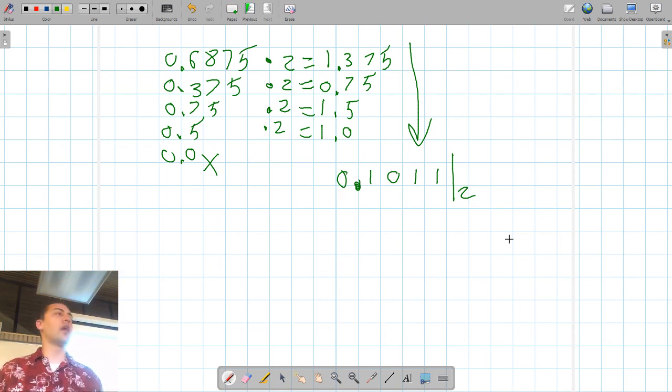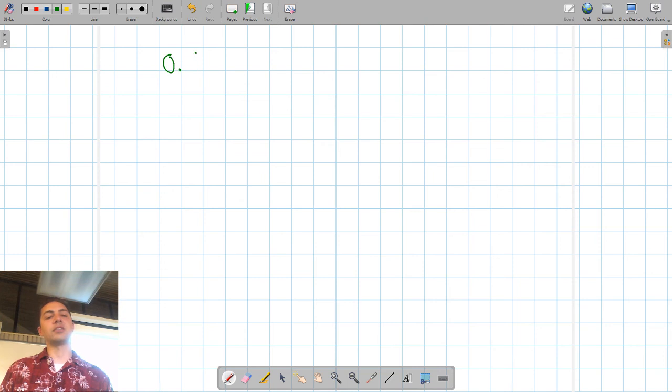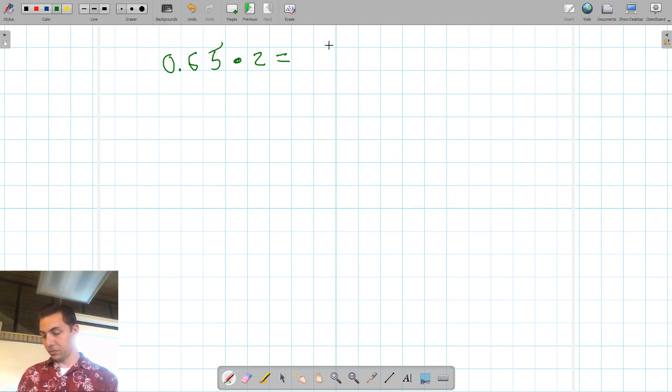There is one thing that can go wrong here. Okay? One thing that can go wrong. I'm going to need a whole other page. Can I go to the next page on this? Okay. Let's take a nice simple number. Nice clean round number. 0.65. I want to know what that is in binary. I think at this point we kind of see the process here. Times 2 equals, yep, 1.3. So then we take 0.3, we multiply it by 2. What's 0.3 times 2? That's 0.6.